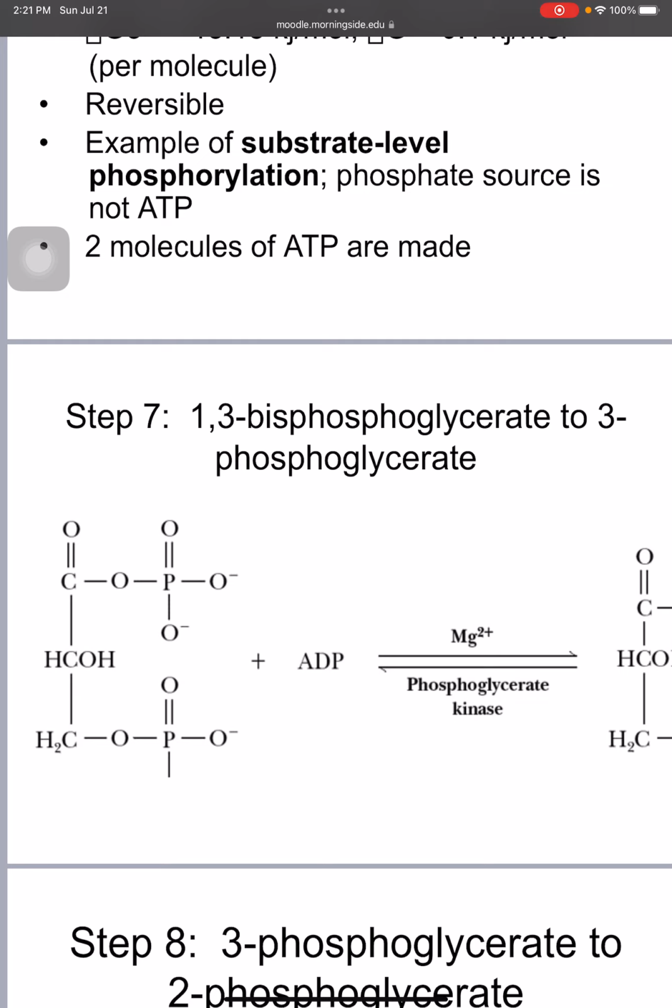The formation of ATP, adding a phosphate to ADP, is energetically unfavorable, right? And that makes sense. Cleaving a phosphate group off ATP is favorable. Adding one is not, right? But cleaving one off of 1,3-bisphosphoglycerate is. So, again, we see coupling of 2 different reactions here that allow for this to happen. All right, it's a reversible reaction catalyzed by an enzyme called phosphoglycerate kinase.